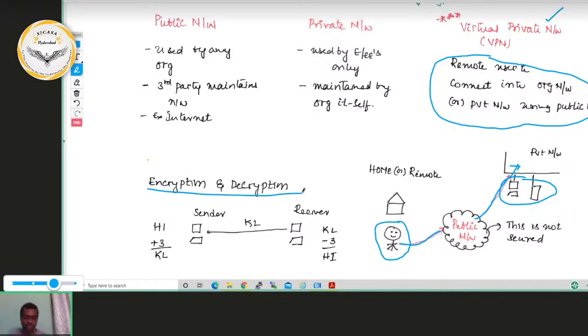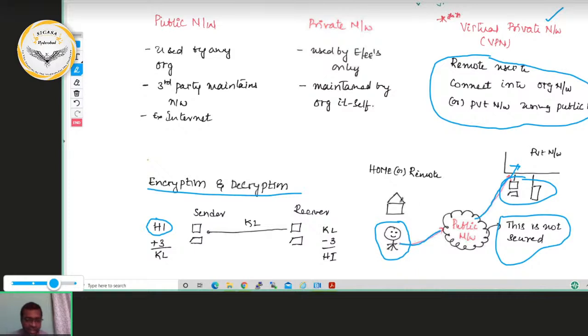So what do you mean by encryption? Let us say I want to transmit "hi". How do I protect the data, because public networks are not secure? There will always be certain hackers who will be changing or modifying the data. So how do I protect the data? I use the concept of encryption and decryption.